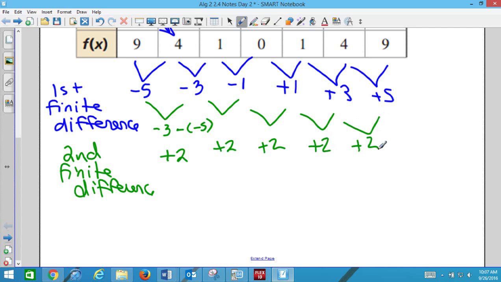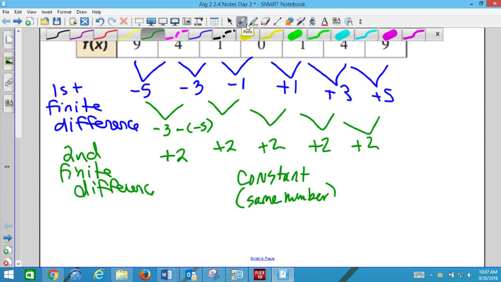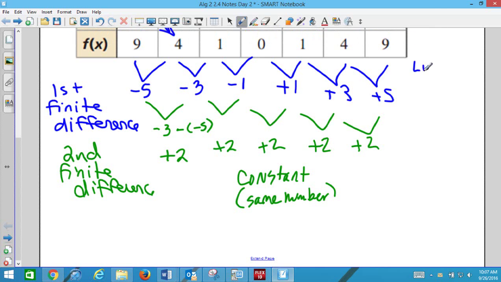This time they are constant, which means the same number. Our goal is to find out how many finite differences it takes before they are constant. That tells us what kind of regression feature we will use on our calculator. So if it is constant the very first time, if it's one finite difference, then we would use linear regression.